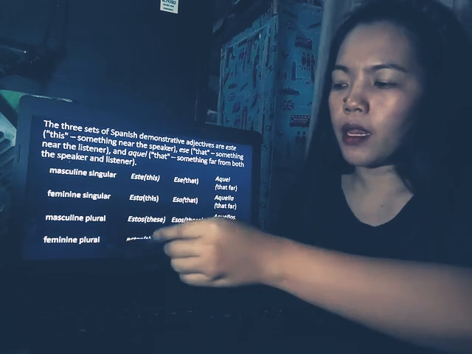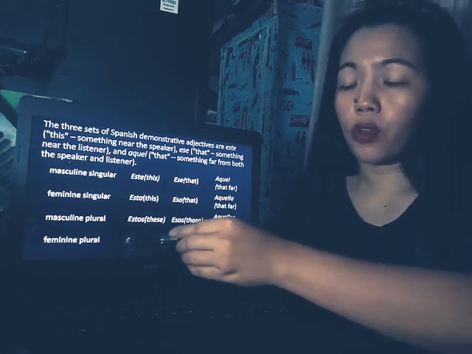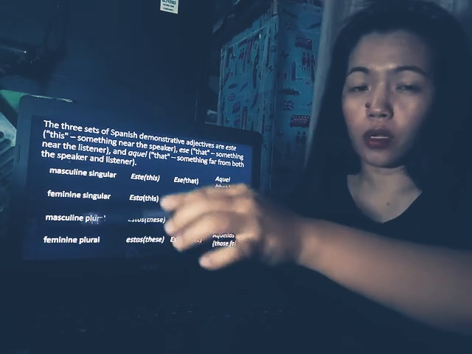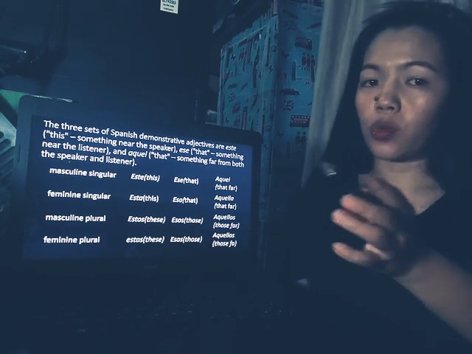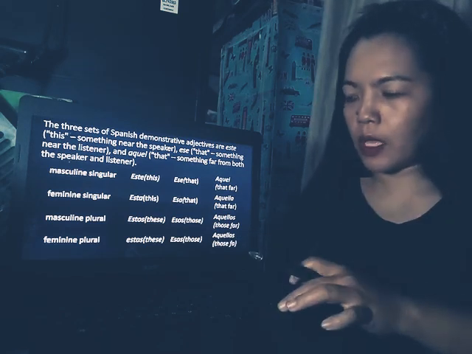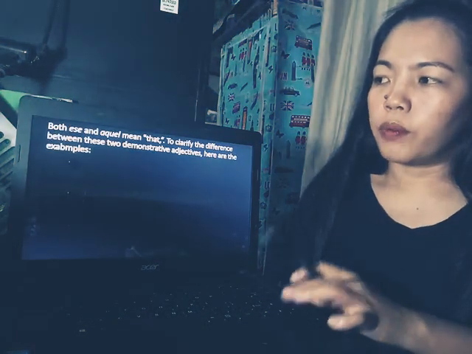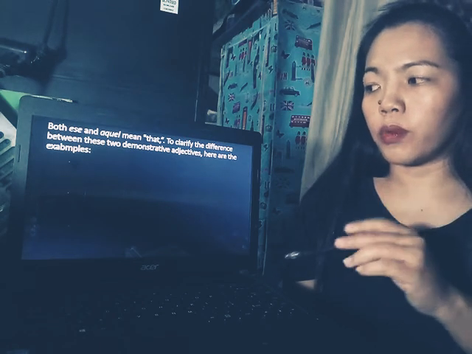Next, feminine in plural form, you could say estas. Okay, more than one. Esas. Okay, again for those near the listener. Then aquellas for those far from both of us. Okay, so next, both ese and aquel means that. To clarify the difference between these two demonstrative adjectives, here are the examples.